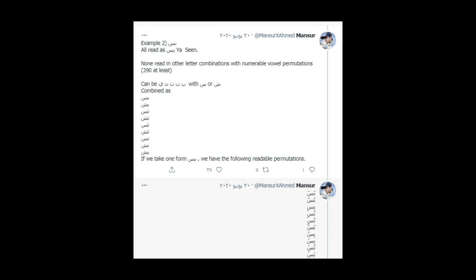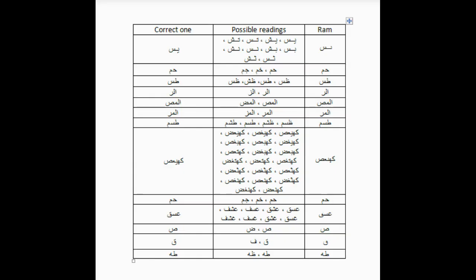in his Twitter account. The example of the disjointed letters in the Qur'an. These are letters that have no context whatsoever. Here is a table showing some of these disjointed letters. On the right side you have the rasm. This is how they appear in the Uthmanic Mus'haf. And in the column in the middle you can see the possible readings of this rasm. And on the left column you can see the correct one, which is recited by all readers.